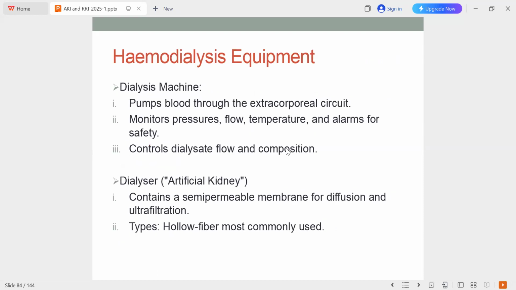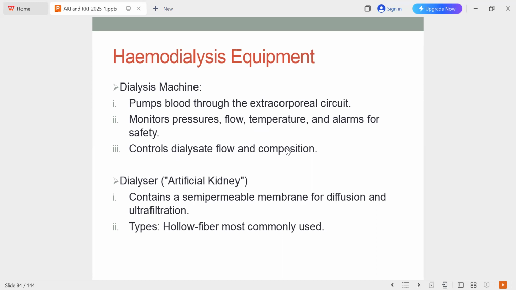All right, so let's look at the equipment for hemodialysis or dialysis itself. We have the dialysis machine. This is what pumps blood through the extracorporeal circuit. It also monitors pressures, flow, temperature, and alarms for safety. It controls the flow of the dialysate and its composition.